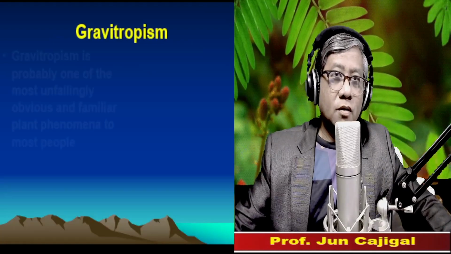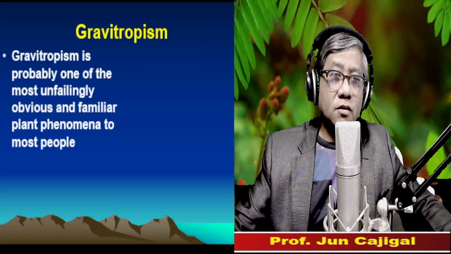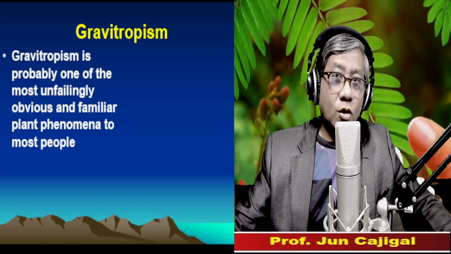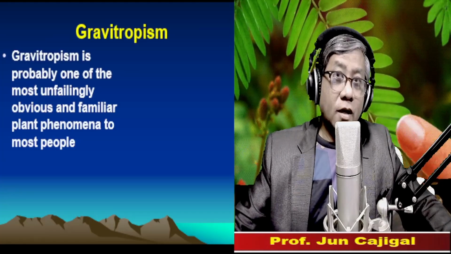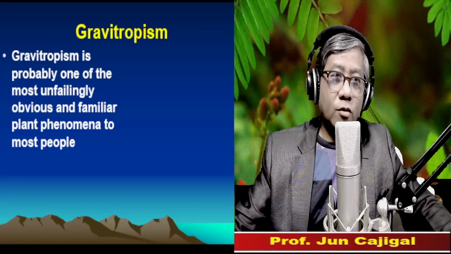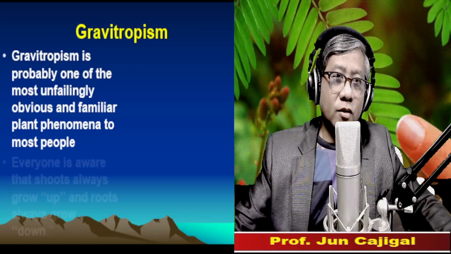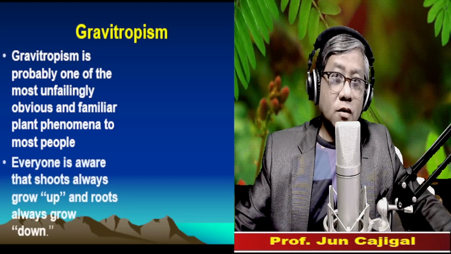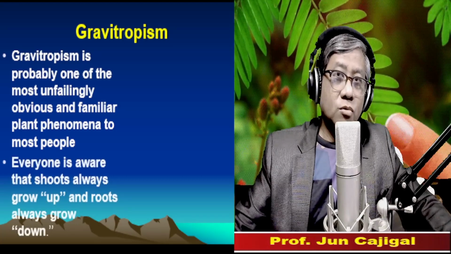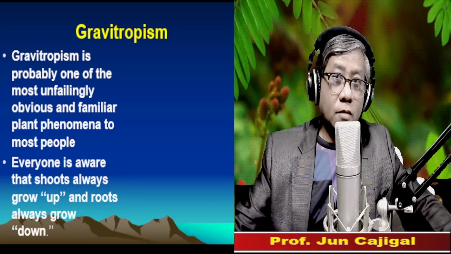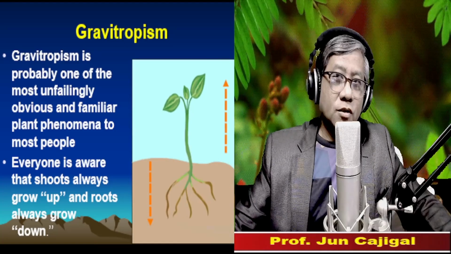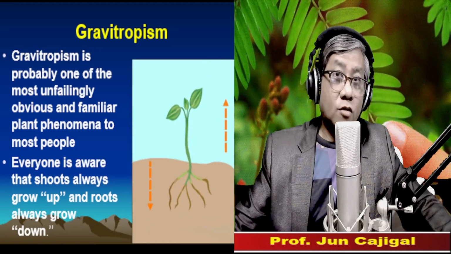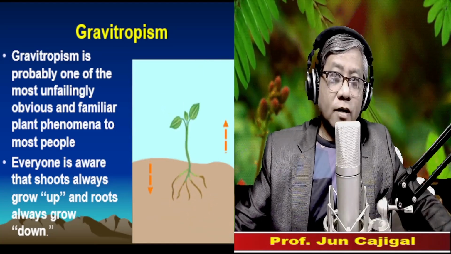Now, we know that gravitropism is probably one of the most unfailingly obvious and familiar plant phenomena to many people. Everyone is aware that shoots always grow up and roots always grow down. So that is the obvious observation of gravitropism among plants.